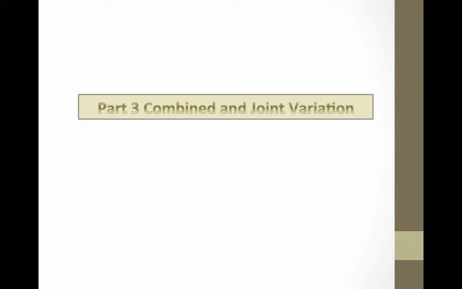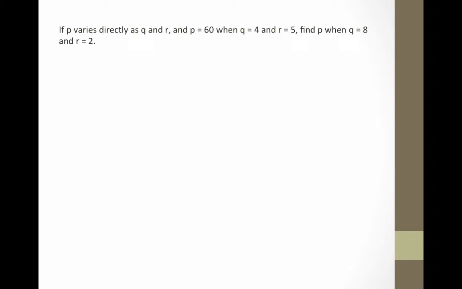Okay, so now we want to talk about combined. I was going to combine those words, combined and joint variation. They're slightly different things. If you have joint variation, it really means that it's varying in the same way with two different things. And combined variation means that maybe it's directly with one and inversely as another.